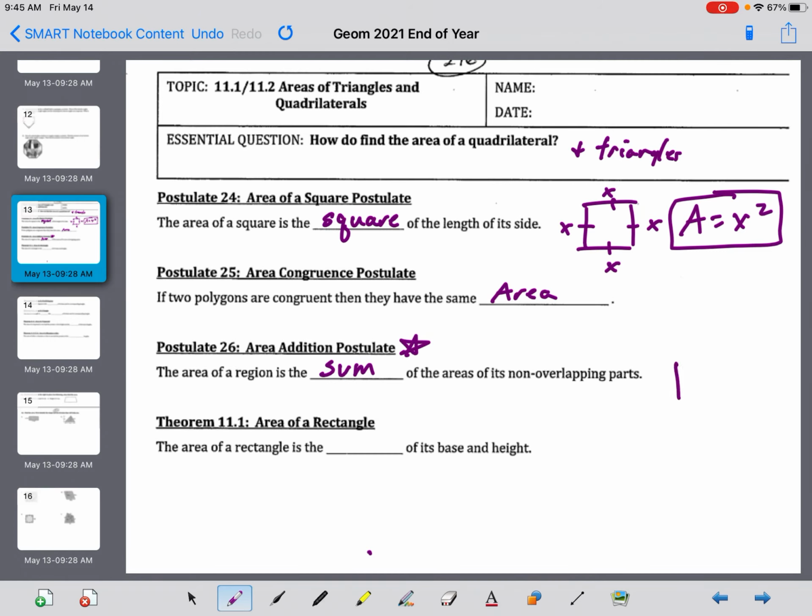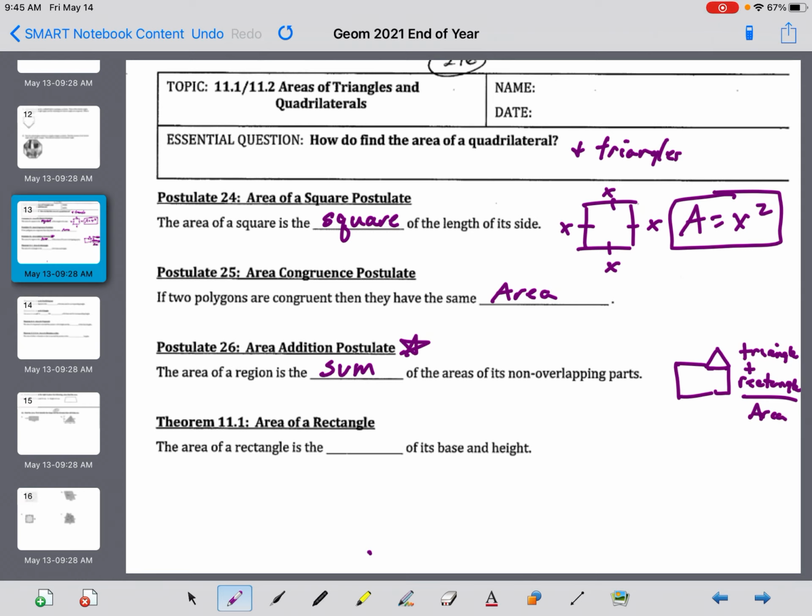For example, if you're given a shape like this that had an extra triangle on it, you could find the area of the rectangle and the area of the triangle, and you could add it together. And you could add those together.